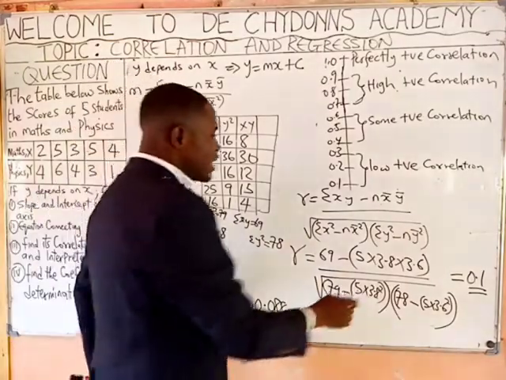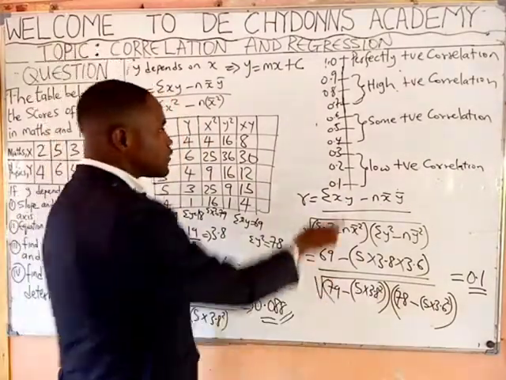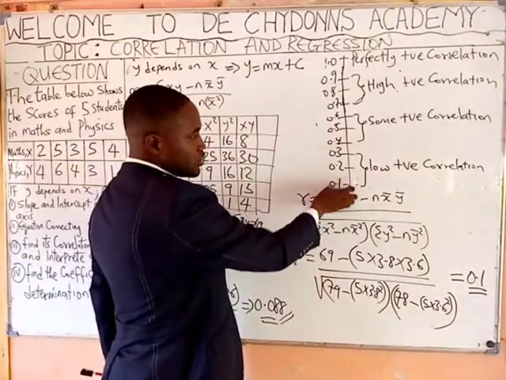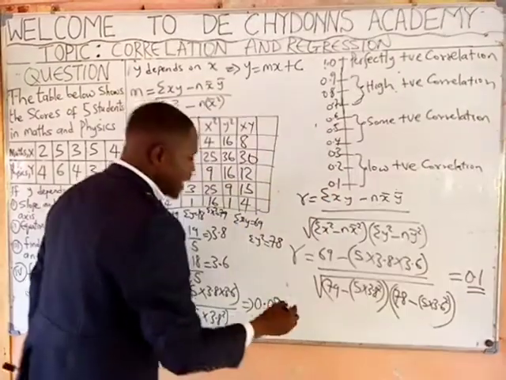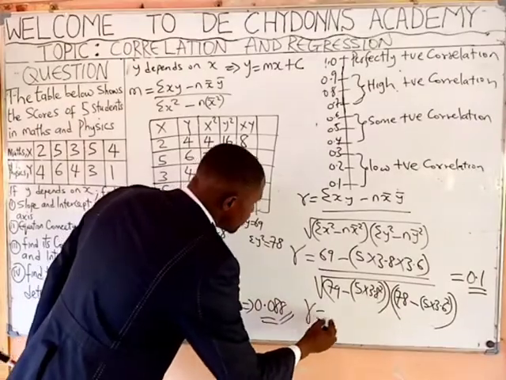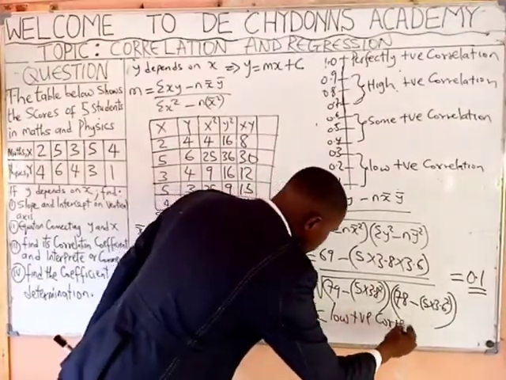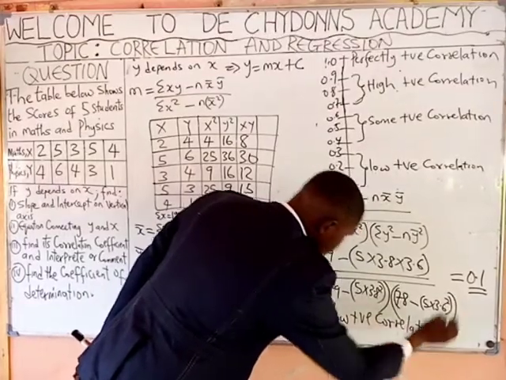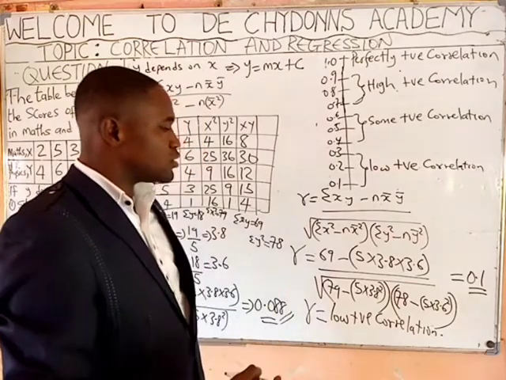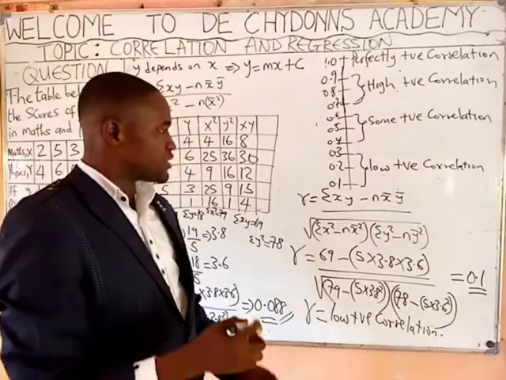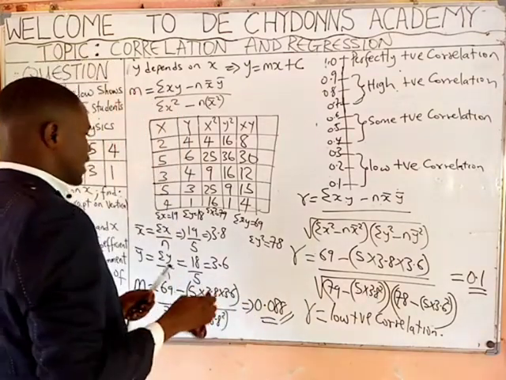Now, the answer you got here simply implies that it falls in this range from 0.1 to 0.3, and that means that the relationship R will be low positive correlation. Then, we want to see how we can determine the coefficient of determination.